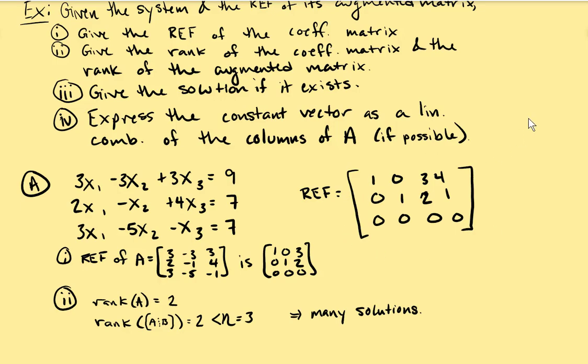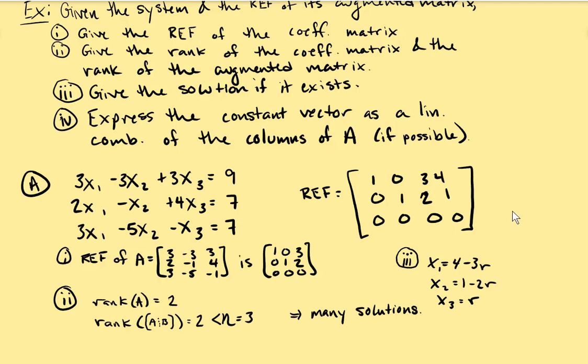If I do this real quick, I get x1 equals 4 minus 3r, x2 equals 1 minus 2r, and x3 equals r. I guess this is the solution. So that's part 3. Give the solution if it exists. Now that's saying you get an answer for any value of r. You get a set of x1 through x3 that satisfies your system.